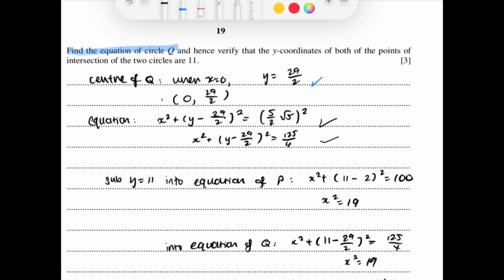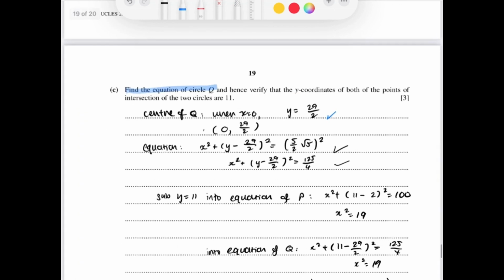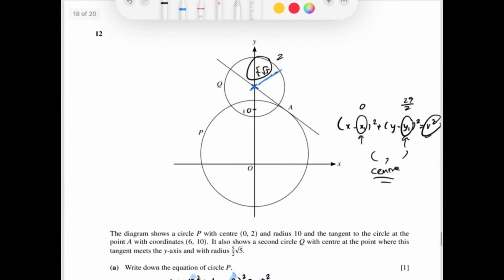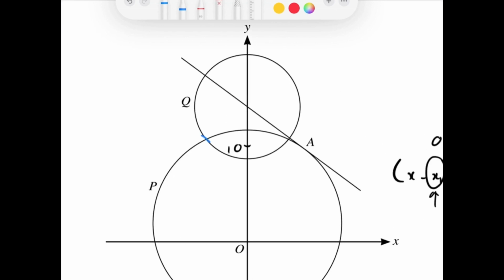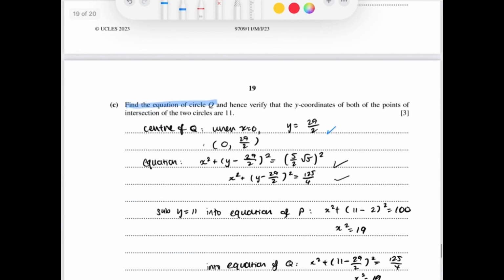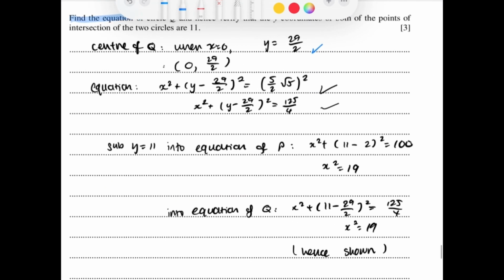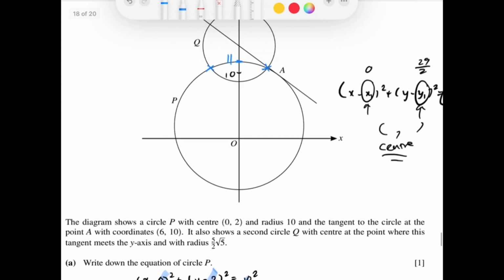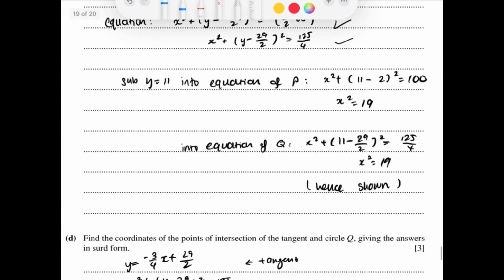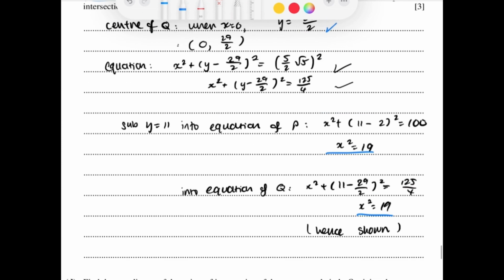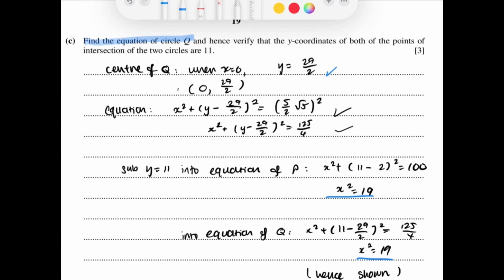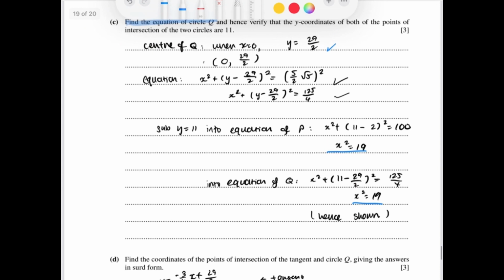So now we have to verify that the y-coordinates of both the points of intersection of the two circles are 11. So what they want is this part. Okay, we have to make sure that both of them are 11. How do you do that? Well, you could just sub in y equals 11 into equation P and equation Q. Okay, and if they get the same answer, which they do, you've already proven that both of them intersect at 11.